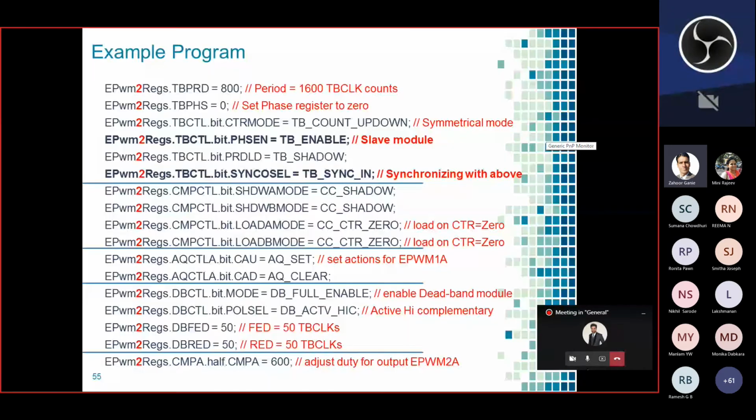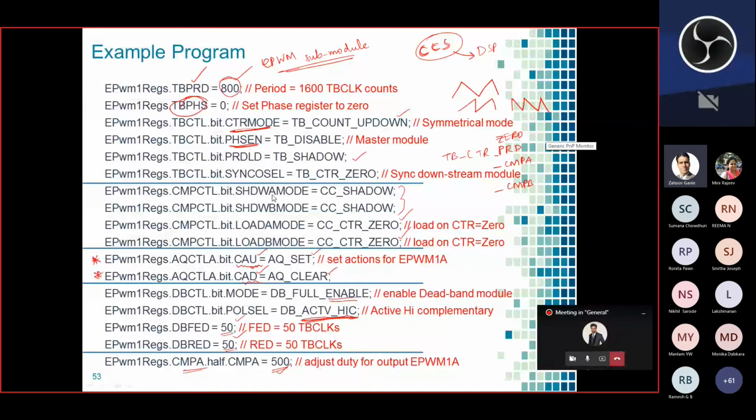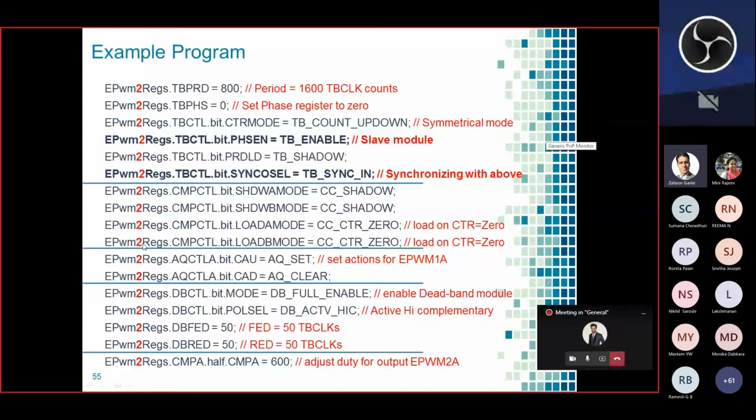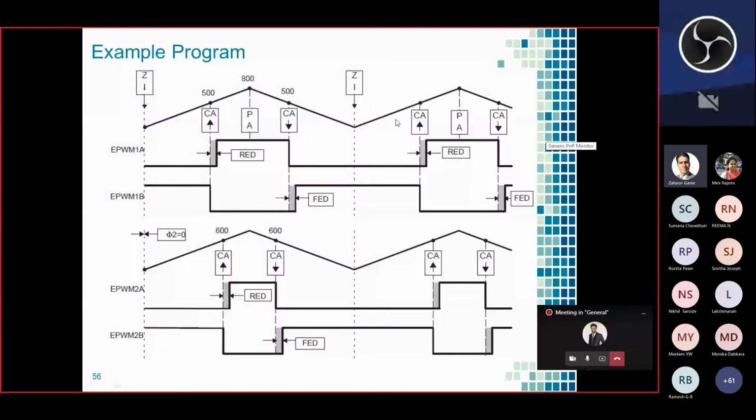Let us see how to enable the phase. When you enable the phase, for the second register, you can only change these two. Here you have the EPWM1 register for A and B, right? For the second EPWM module, you can just change these two and enable the phase, and remaining everything will be the same. Enable the phase and make it synchronize with above. Just synchronize with above. Okay. So you have enabled the phase and it is synchronized with above.